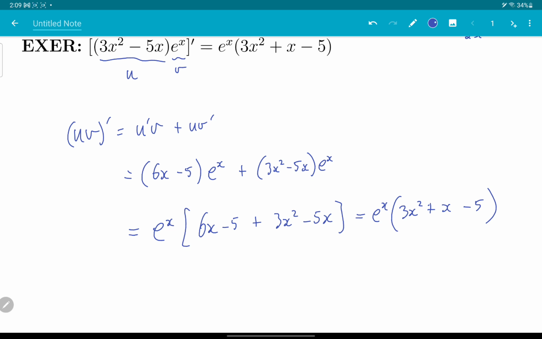Okay, one thing I want to point out is that the order of terms here does not matter. You know, 2 plus 3 is the same thing as 3 plus 2. And by the same token, u prime v plus u v prime is the same thing as u v prime plus u prime v. So you can do this product rule this way or this way, it does not matter.